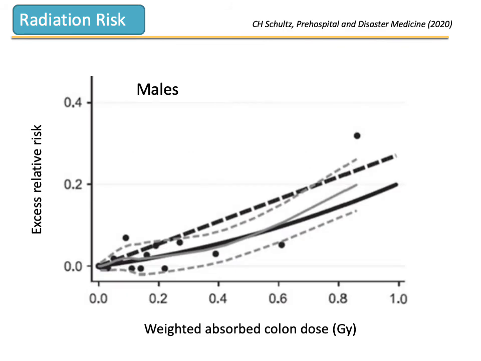So again, let's go back to these plots from the BEIR-7 report. This plot shows excess relative risk as a function of the weighted absorbed colon dose, given in gray, and it shows data only for males. So again, we're really looking at the left side of this plot, but similar to what I mentioned previously about the error bars in one of the previous plots, I want to point out here that these red dashed lines, or what I've highlighted here in red, represent the 95% confidence intervals.